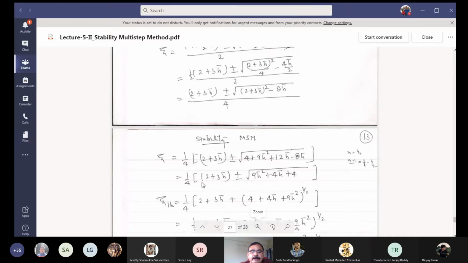It is coming finally. This is shown on the slide. Xi equal to 1 by 4 inside the bracket, 2 plus 3h bar, plus minus, two roots are there, square root of 9h bar square plus 4h bar plus 4. Check it. Yes, sir. Okay, good.